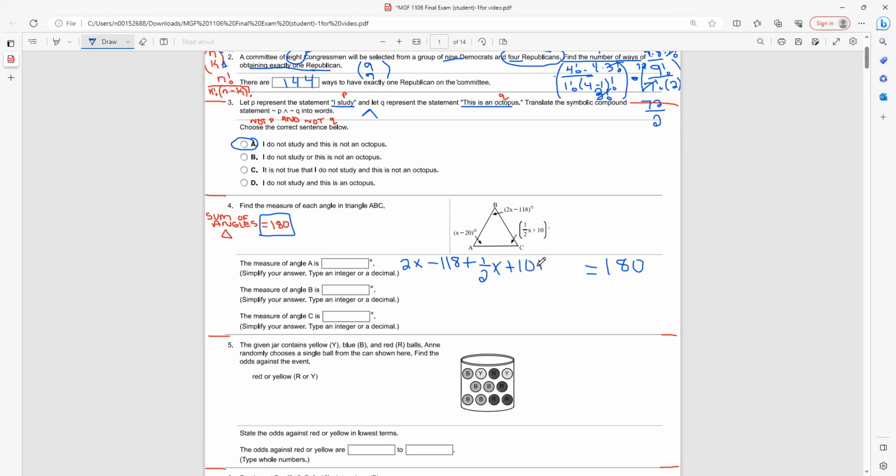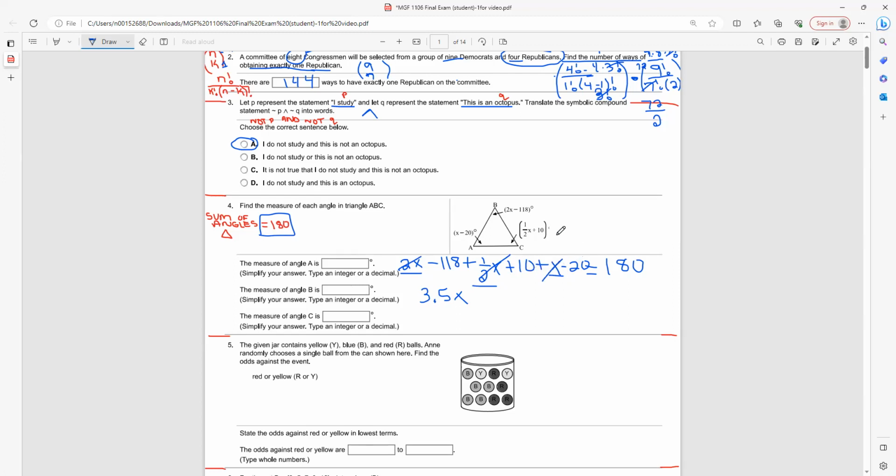And then we'd add angle A, which is x minus 20. Combine like terms here. So when we combine our like terms, we'll have 2x plus 1/2 x plus 1x. That'll give us 3.5x. So we're done with our x terms. And then we want to combine our integers.